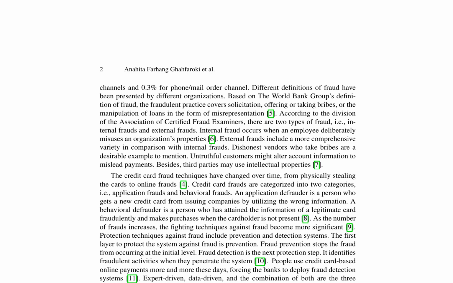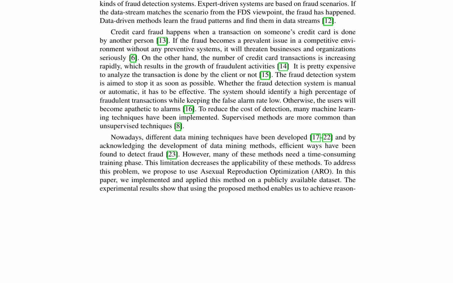Credit card fraud can be categorized into application frauds and behavioral frauds. Application frauds involve getting a new credit card using wrong information, while behavioral frauds involve fraudulent activities when the cardholder is not present. As the number of frauds increases, fighting techniques against fraud become more significant. Prevention and detection systems are the first and second layers to protect the system against fraud, respectively.